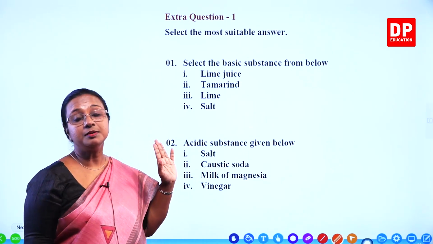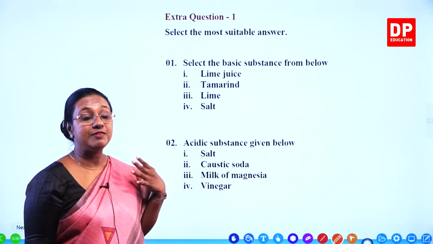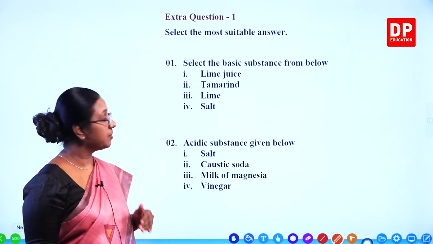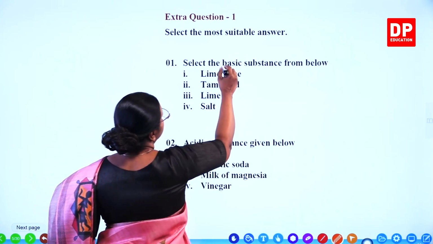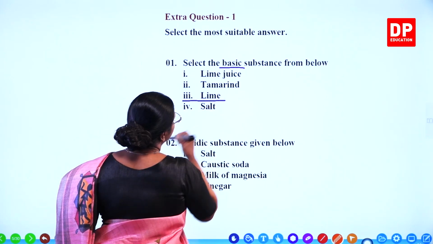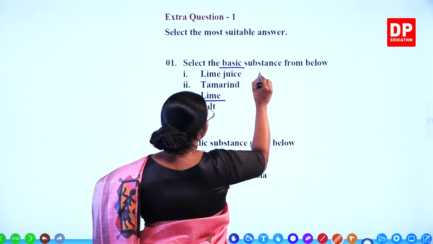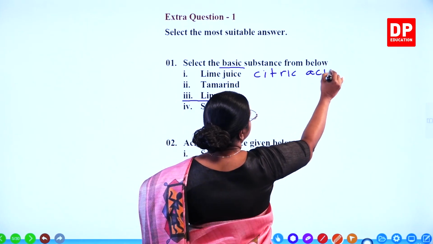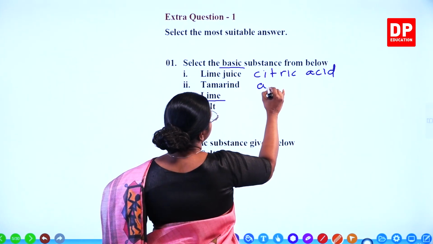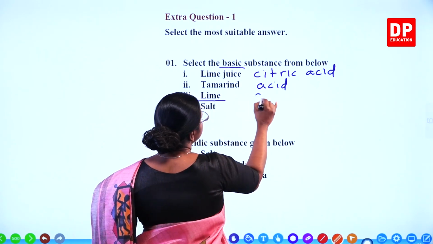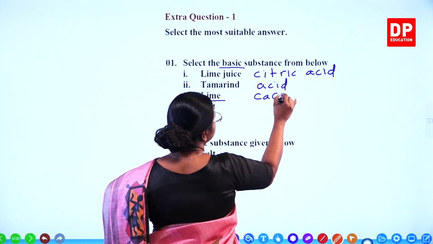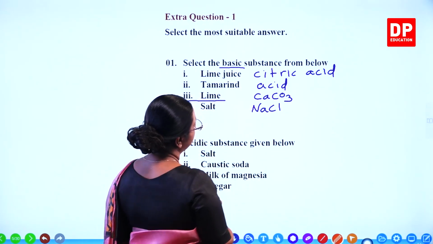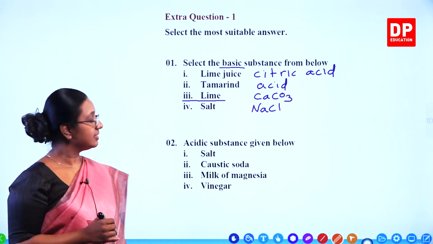Salt is not a base. It's usually neutral. When we say salt, we refer to the table salt that we use at home, sodium chloride. So that's neutral. So here the basic substance has to be lime. Because lime juice is citric acid, tamarind is also acid, lime is calcium carbonate, and salt is sodium chloride. So then the answer is lime.